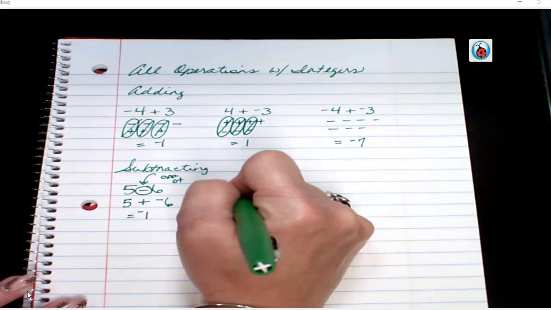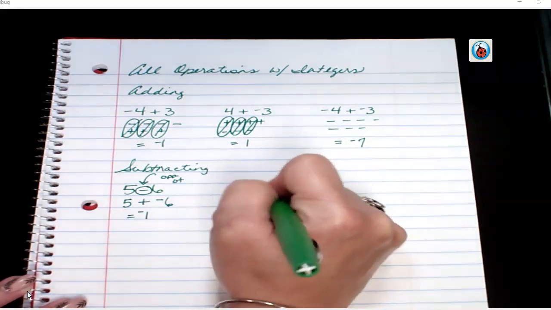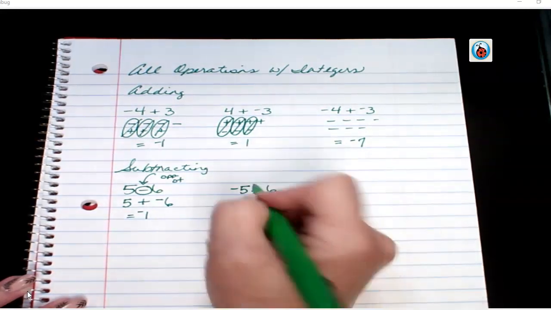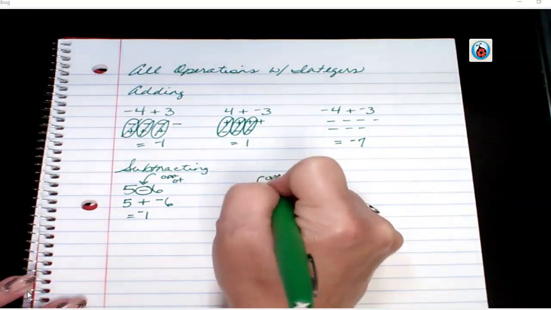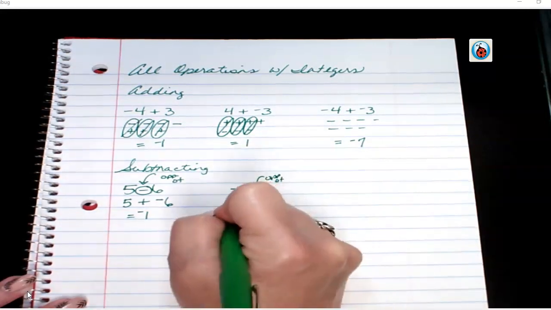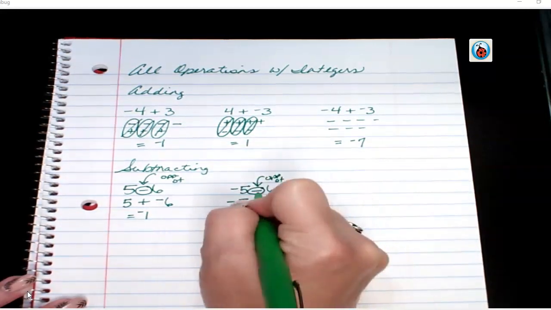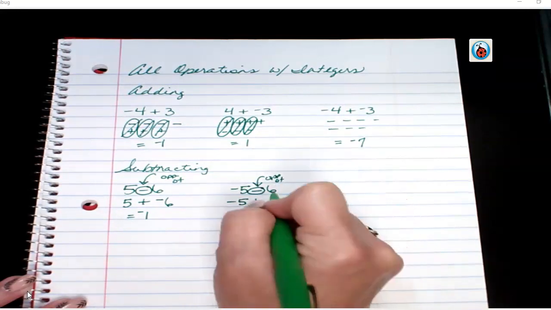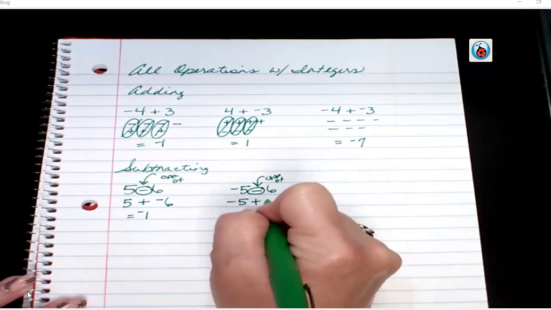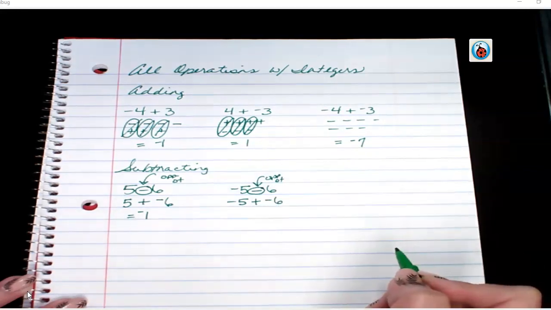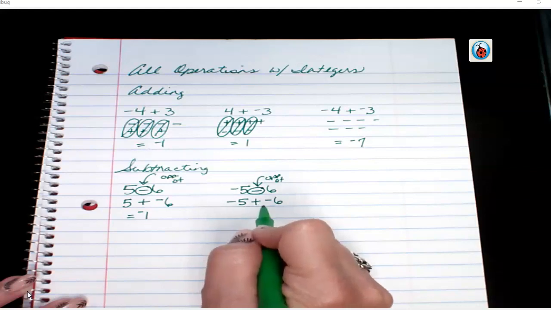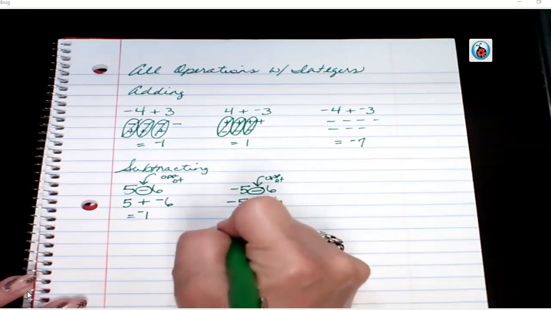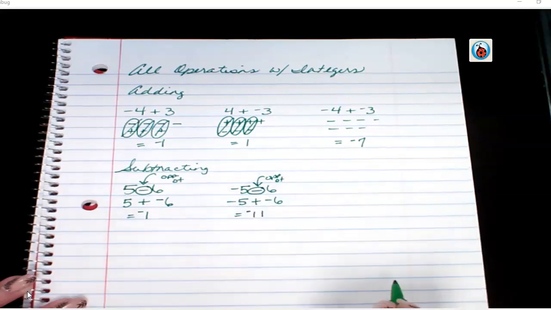If I had -5 minus 6, again, let's circle that subtraction sign to remind me that means opposite of. I keep the -5, take the opposite of subtract, which is add, take the opposite of 6, which would be -6. I now have the same signs. Same signs don't create 0 pairs, so they're not subtracting, they're adding. 5 plus 6 is 11, and I keep the sign, so it's -11.